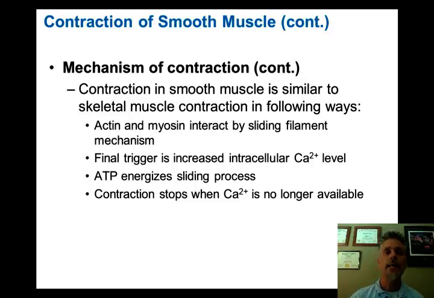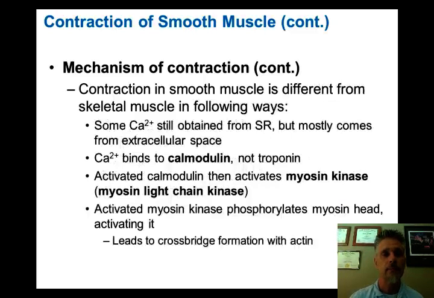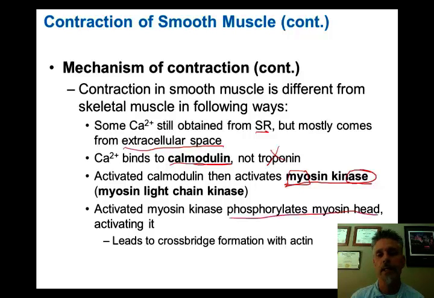Okay, so like we said, in terms of muscle contraction, sure, we do have actin and myosin. Sure, we do have calcium as a first type of trigger, and ATP is used. But when we look at some of the differences, what we find is not only is the calcium coming from the sarcoplasmic reticulum, but a lot of it comes from the extracellular space. We're using a molecule called calmodulin, not troponin. And there's a different enzyme called myosin kinase. Remember, myo means muscle, and -ase tells us we're looking at an enzyme. Myosin kinase is what phosphorylates the myosin head.